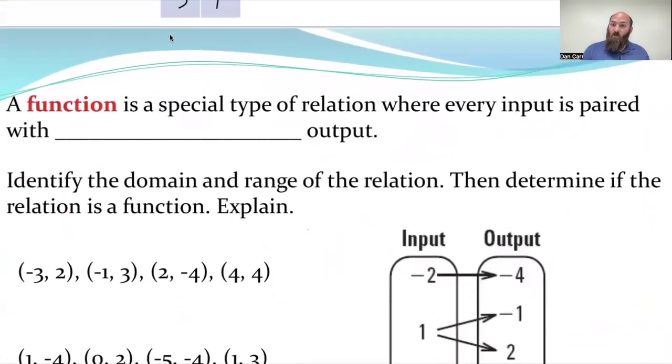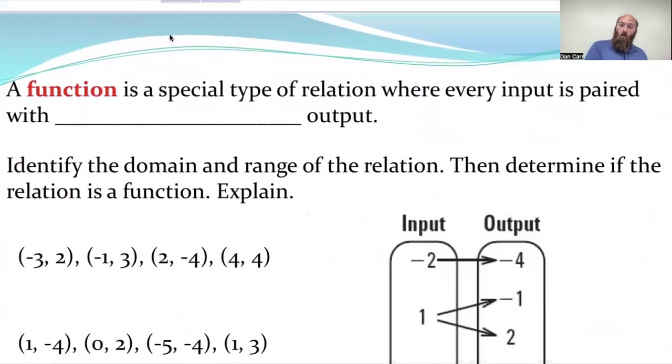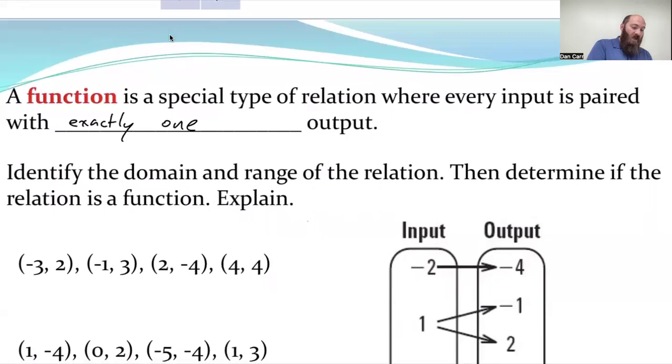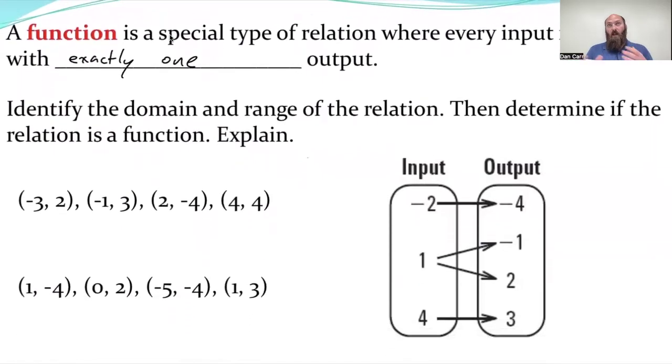We can get more specific with our relations. One special type of relation is called a function. This is where every input is paired with exactly one output. What that means is inputs cannot be repeated. We'll see it when we get to that, but every input can only go to one specific output.